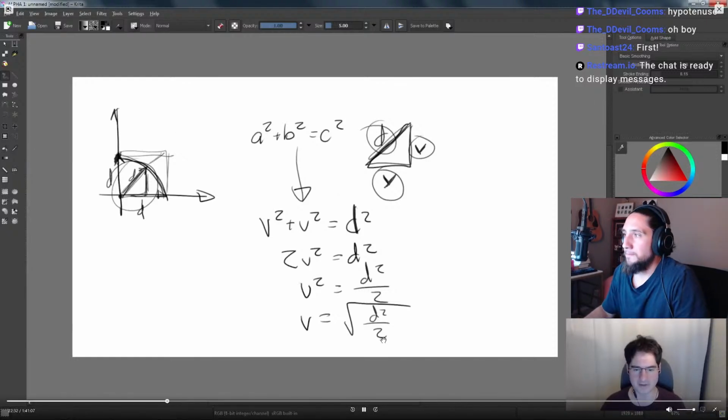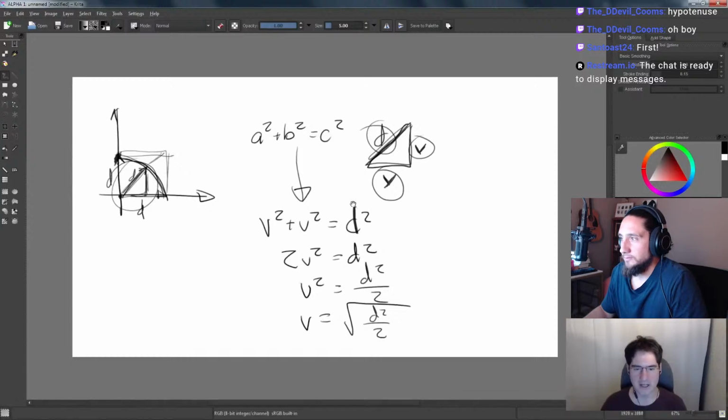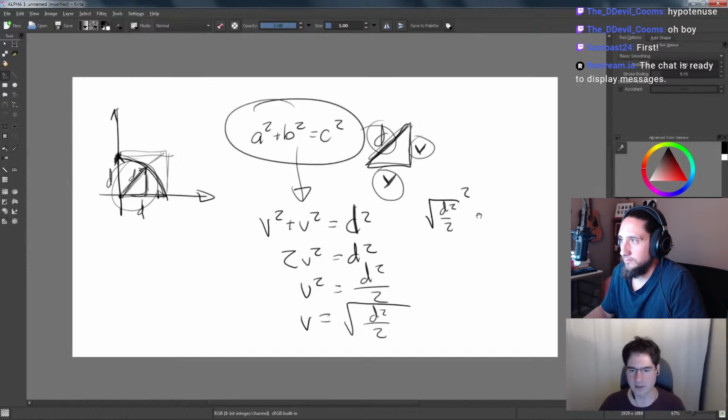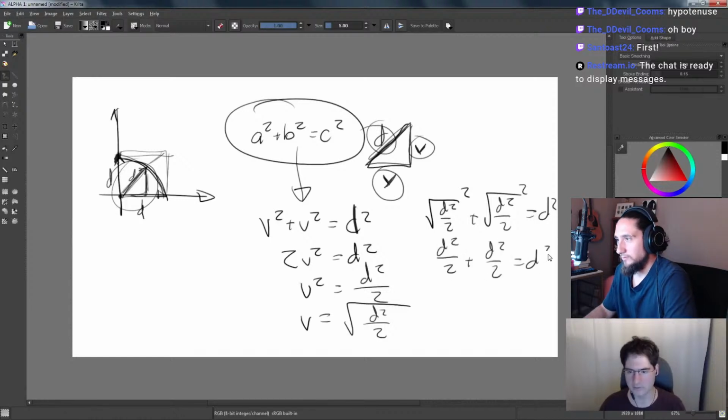And let's reinforce that by plugging it back in and making sure I didn't make a careless error in copying the terms, because like I said, if you don't see me make one on the stream, I will be shocked. I will make them often. So if I have d squared over 2 squared, I'm just taking this equation, plus d squared over 2 squared. That should equal d squared, right? So squaring this, it just removes the square root. So I have d squared over 2 plus d squared over 2 equals d squared, right?